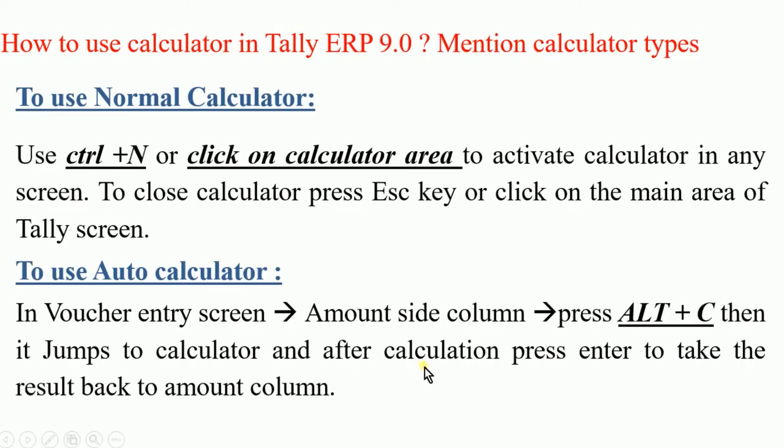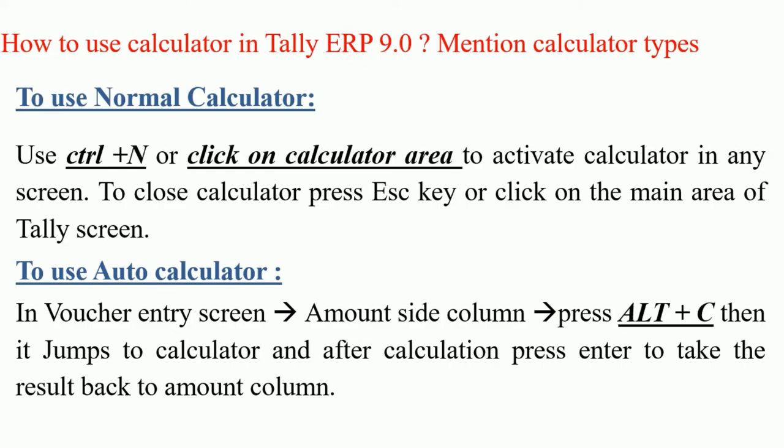To use normal calculator, you have to press Ctrl plus N, or you have to click on calculator area to activate the calculator. To close calculator, press escape key or click on the main area of Tally screen.